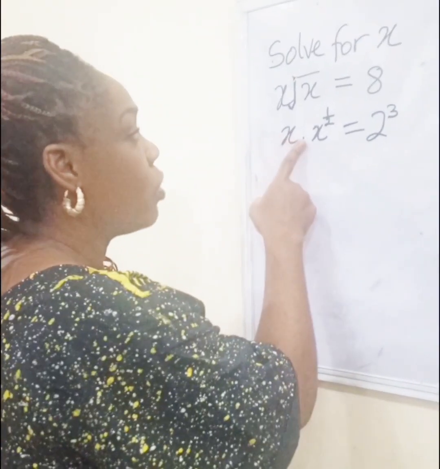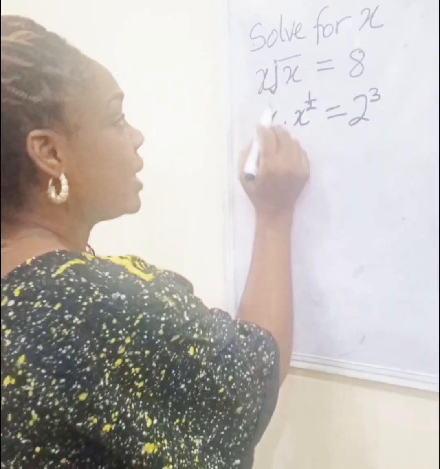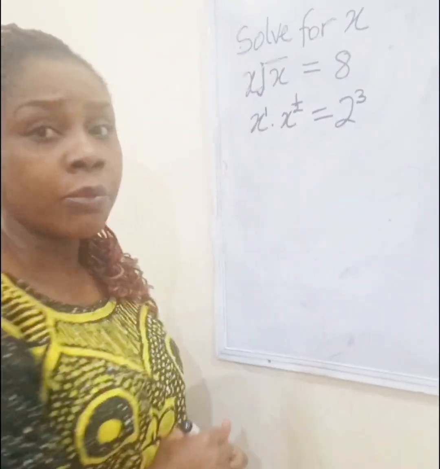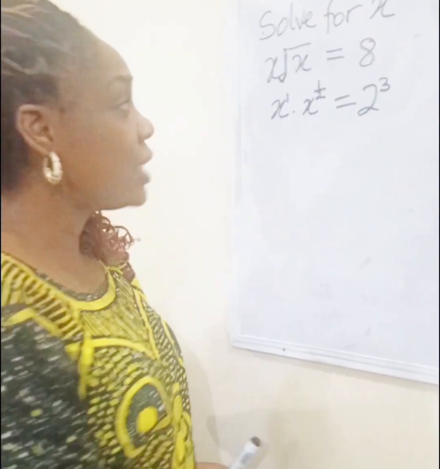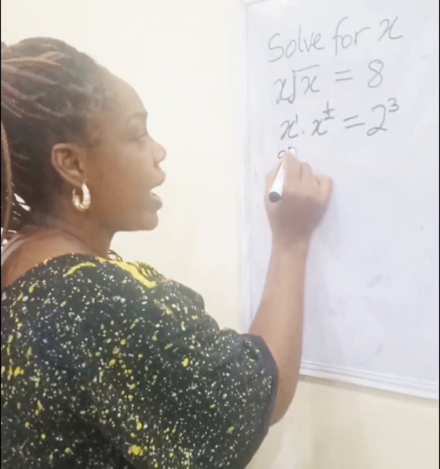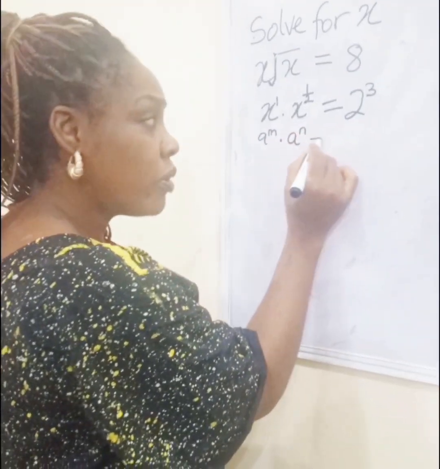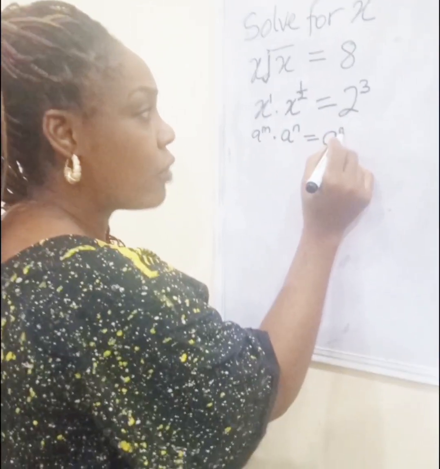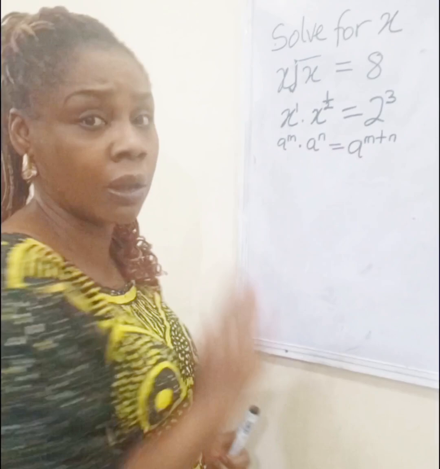We have x multiplied by x raised to the power of half. Of course, we know that this is x raised to the power of 1, because x raised to the power of 1 is still x. And from our law of indices, we have that a raised to the power of m multiplied by a raised to the power of n can also be written as a raised to the power of m plus n. From our law of indices, we have this law.